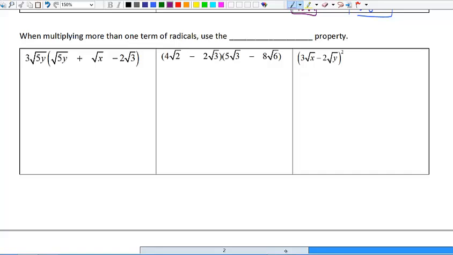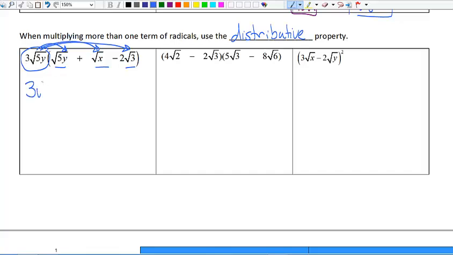Now when multiplying more than one term of radicals, we need to use the distributive property. So on this first problem, we have a monomial multiplying a trinomial. So when I distribute, I need to multiply the monomial to each individual term. So on the first term, any outside multiplies together, well, that's just 3. Any insides multiply together, and that gets me 5y quantity squared, because there's 2 of the same.